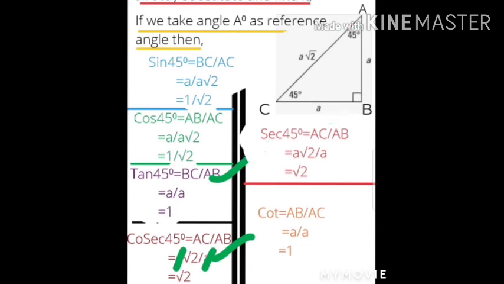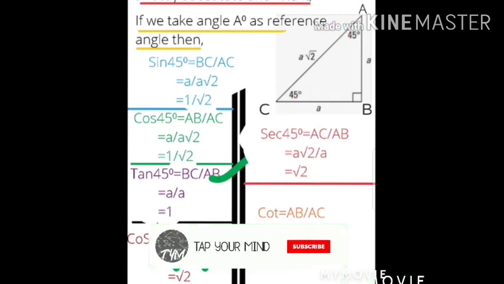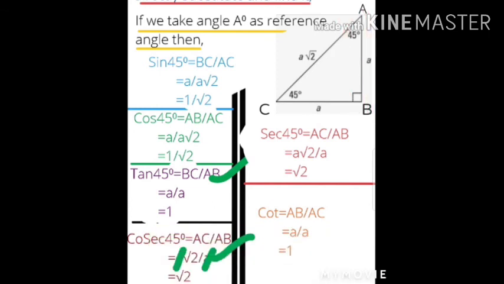So friends, next if we see the value of sec trigonometric ratio will be equal to hypotenuse by adjacent. So AC is the hypotenuse side with respect to angle A and AB is the adjacent side of angle A. So AC by AB will be equal to sec 45 degree. We know that AC is A root 2 and AB is A. So A root 2 by A, if we cancel A and A, we will be getting root 2 as the value of sec 45 degree.